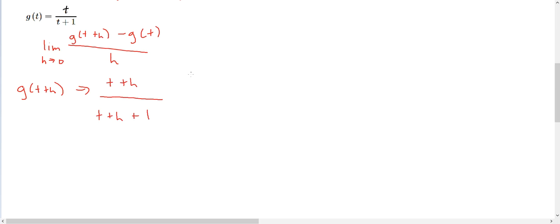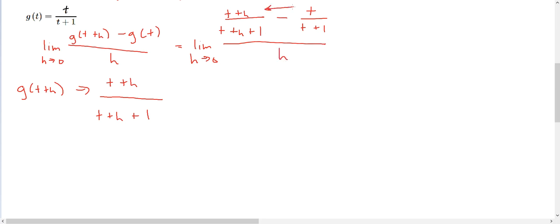All right. So now that we have that, we can go ahead and substitute it into our limit. So this limit is going to be the limit as h approaches 0 of our g(t plus h) function, which we have right here. So g(t plus h) is t plus h over t plus h plus 1. And we're going to subtract our original g(t), which is t over t plus 1. And this is all going to be over h. Now we have a complex fraction. We can go ahead and combine these two, and then divide it by h.